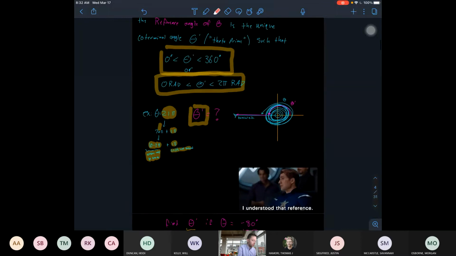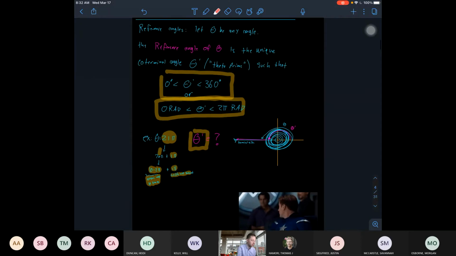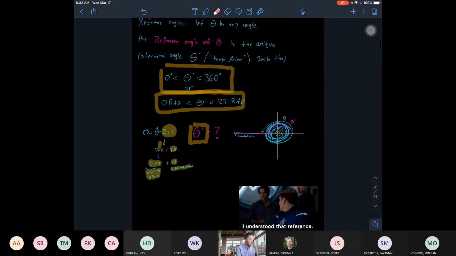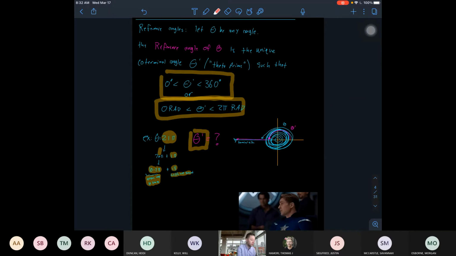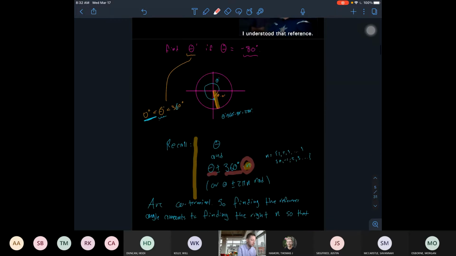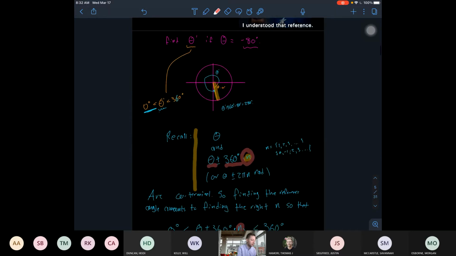Let me recall for everyone the notion of a reference angle. Remember, the reference angle for any angle theta is just the coterminal angle theta prime, such that theta prime lies nicely between 0 and 360 degrees, or between 0 and 2 pi radians.